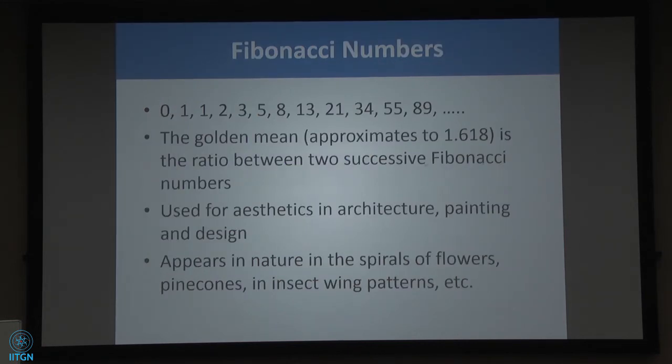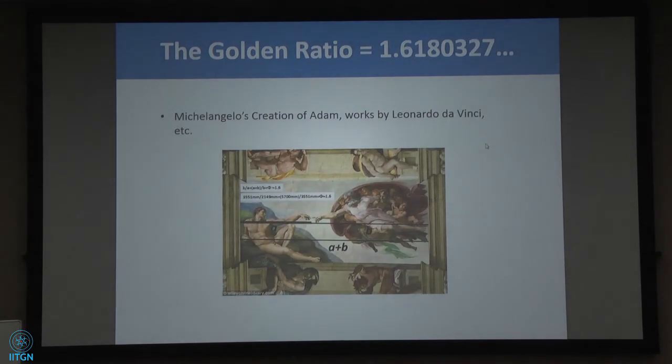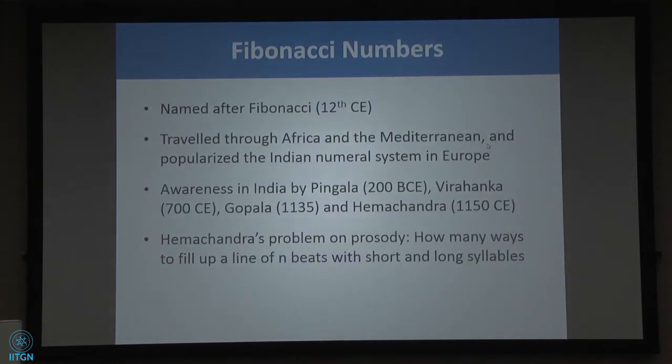I think I will skip this. Fibonacci numbers, you all know the way it's generated, the sum of 2 numbers adding up, making the next one. The golden mean is related to this sequence, which is commonly used in architecture, painting, etc. That's an example where you see it. And this was named after an Italian, Fibonacci, who traveled widely throughout Africa and the Mediterranean, and is credited with popularizing the Hindu numeral system in Europe.